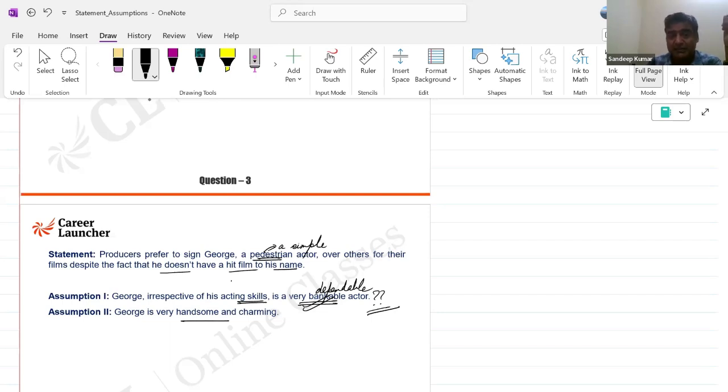Similarly, George is very handsome and charming. That is again talking about his looks. Nothing to do with acting again. So again, both these statements cannot be assumed.